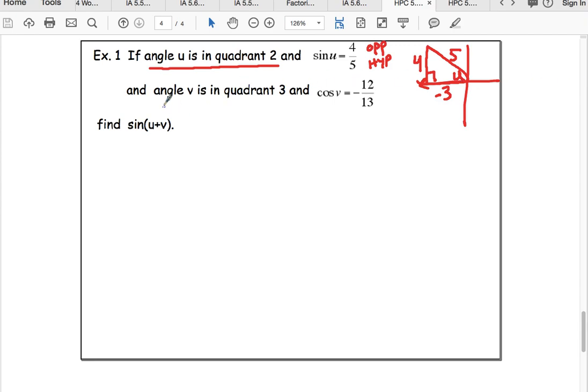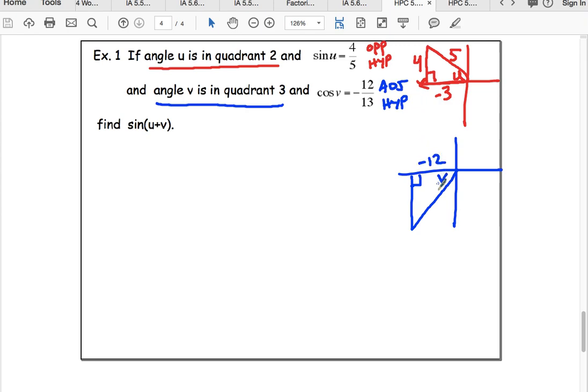Angle V is in quadrant 3, so draw a separate picture in quadrant 3 and label it V. And then we're given cosine, which is adjacent over hypotenuse. So the adjacent side would be negative 12. The hypotenuse is always positive, so that's 13. You can do the Pythagorean theorem to get your missing side, or you might recognize 5, 12, 13 is a common right triangle, but this would not be a 5, it would be a negative 5 because it's pointing down. So anytime you have a side pointing to the left or a side pointing down, you need to represent that with a negative.